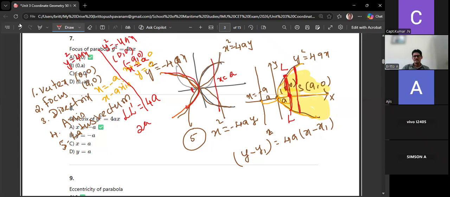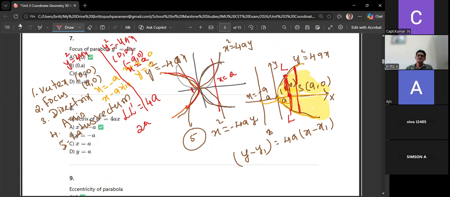If it is x squared equals 4ay, or x squared equals minus 4ay, or y squared equals 4ax, for all four different types of parabola, the latus rectum is the same because it is only a length. Now, for the parabola x squared equals 4ay, what about the vertex? The vertex is (0, 0) only.